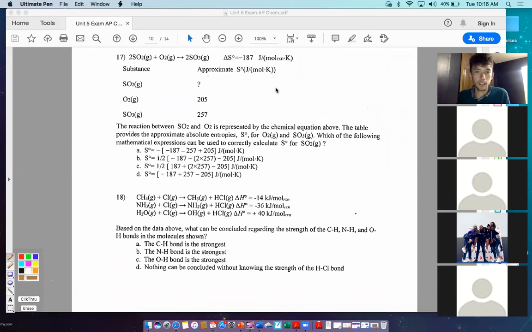All right. For the reaction between SO2 and O2 by the equation above, I have this table that gives me the entropies of these values. Which one is going to help me calculate the entropy of SO2? I know the entropy change for the whole reaction, and remember that I have an equation for that. Delta S for the reaction is going to equal the entropies of all the products minus the entropies of all the reactants.